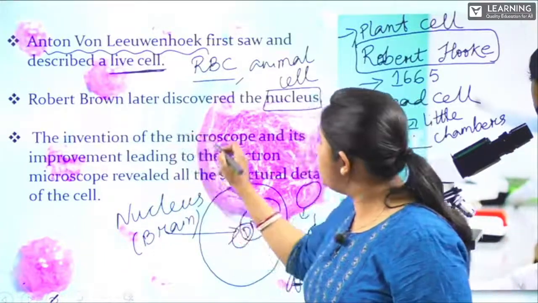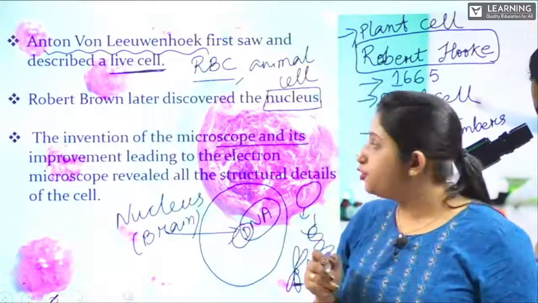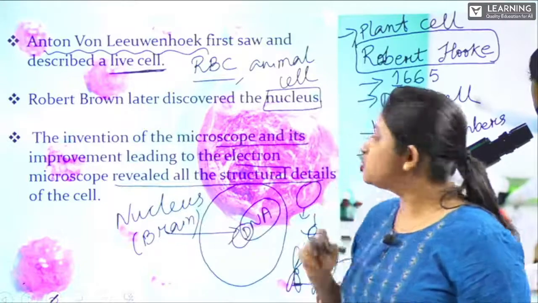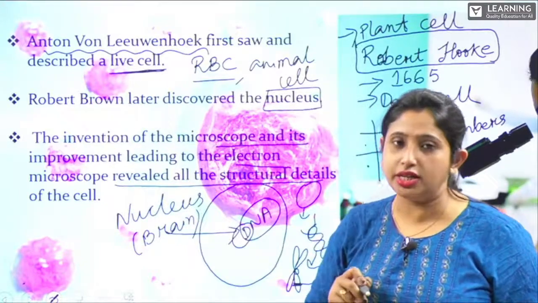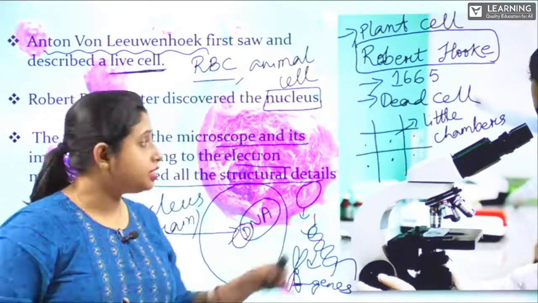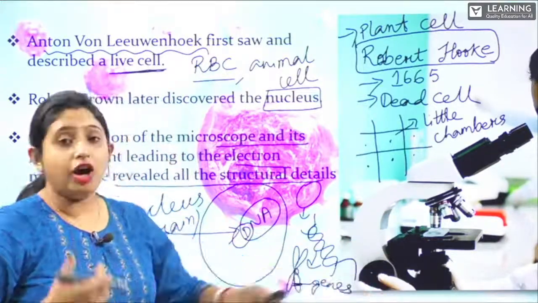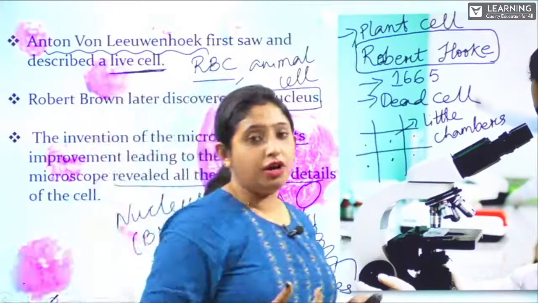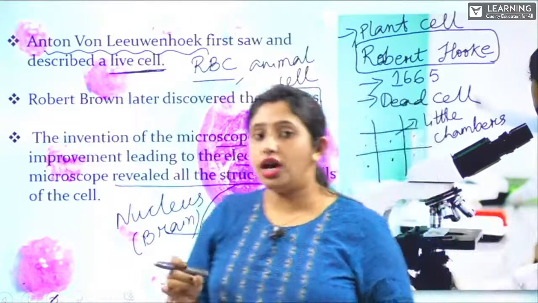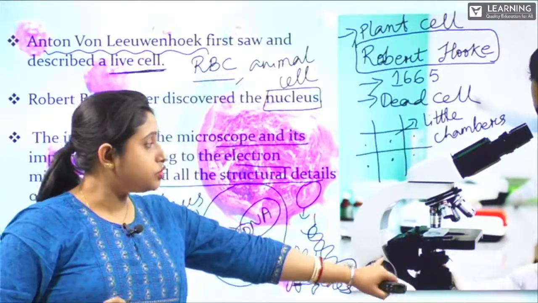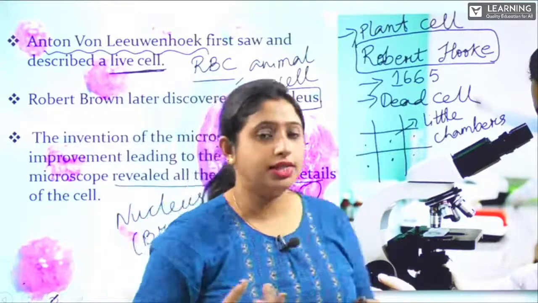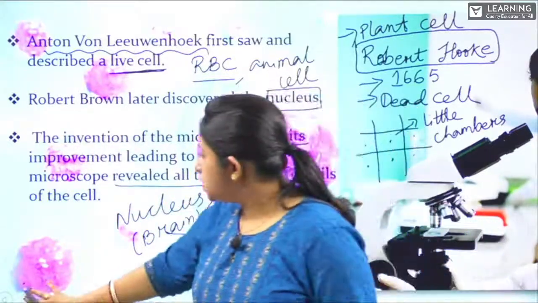So the invention of the microscope and its improvements leading to the electron microscope revealed the structural details of the cell. After that, the electron microscope was discovered. This is a compound microscope, okay? After that, the electron microscope came up and it revealed the complete structure of the cell. With the help of the compound microscope, we can look into the outer part of the cells. Clear? So this is all about it.